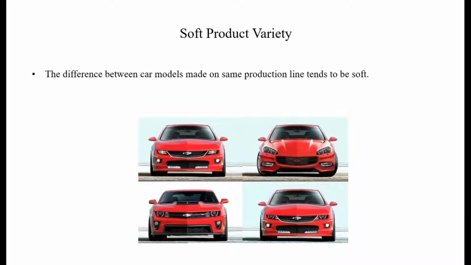So if a company launches a car in the market, and after 1 year, with some modifications, they launch the same car with a different model, and after 2 years, with some other modifications, they launch the same car with a different model, then these differences in the models of the same car tend to be in the category of soft product variety.